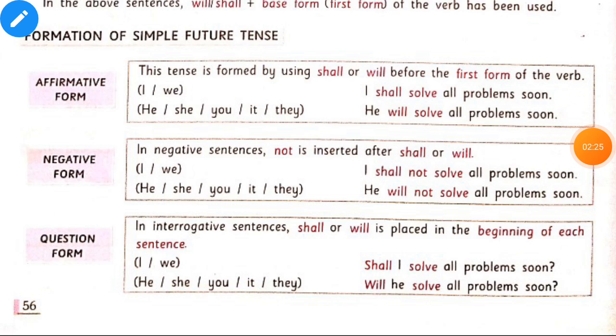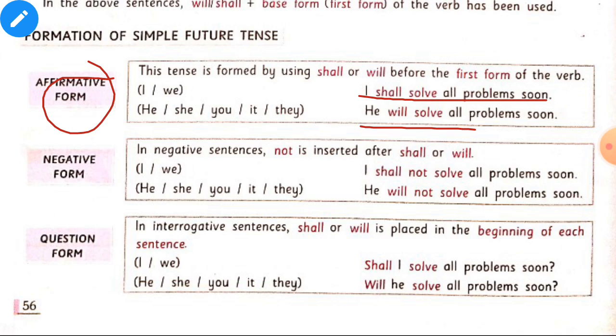Children, this is the formation of simple future tense. First one, affirmative form. The affirmative form will be like that. First of all, subject, then will or shall, then first form, then object. Like this, I shall solve the problems soon. He will solve all problems soon.